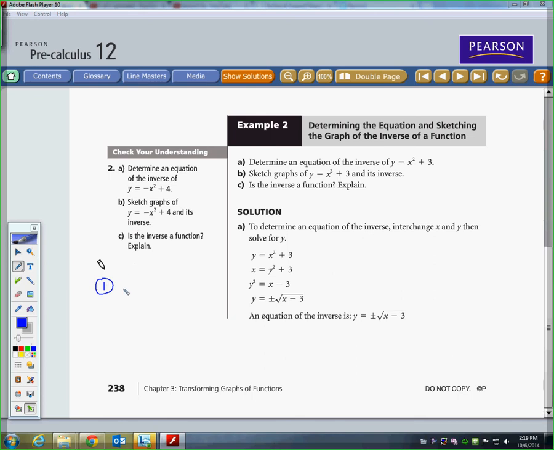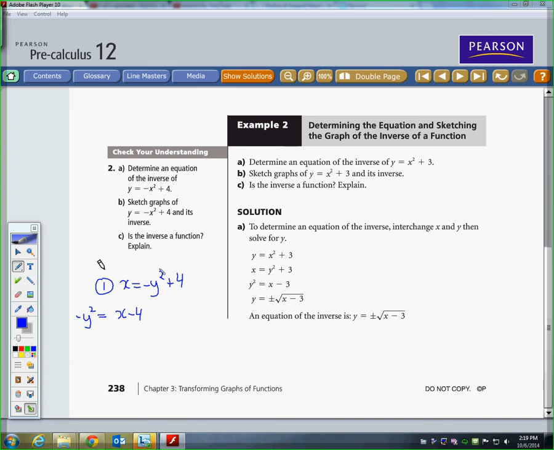So we'll just start with the switch the x and the y part. So instead of y, I'm going to write x is equal to negative y squared plus 4. Now I'm going to be solving for y, so I'm going to say x minus 4, minus y squared equals that. So I did two things from here.